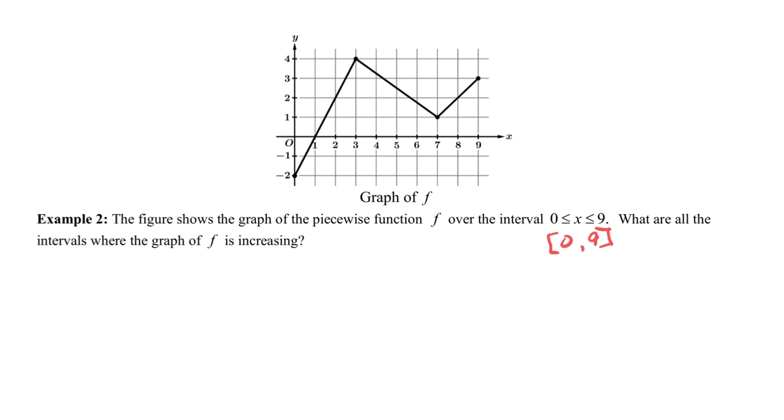So basically, we're going to start here at the far left at 0, and we're going to walk along the graph. If we're going uphill, it's increasing. If we're going downhill, it's decreasing, right? So what do I have here? I have uphill here and here, right? So how am I going to show those intervals?